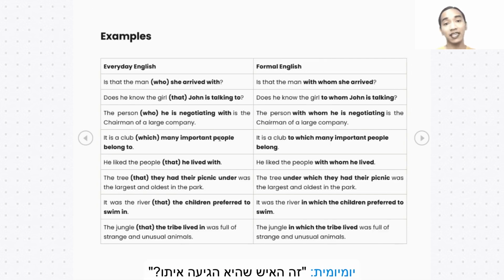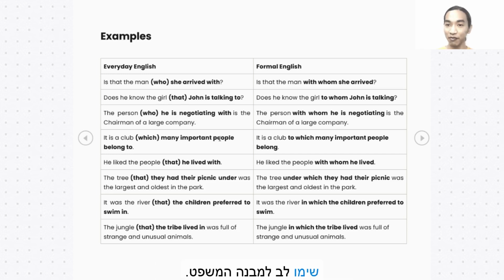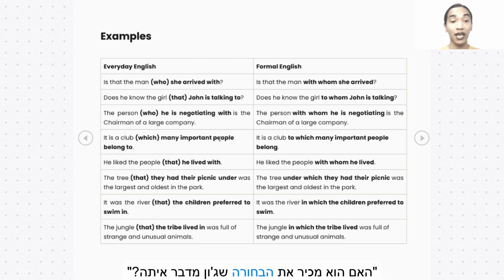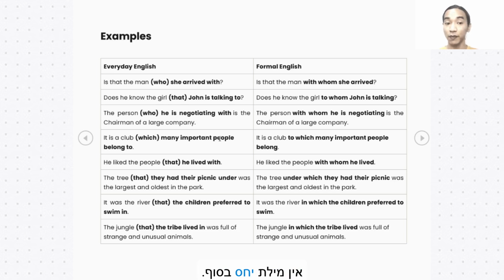So let's see some examples here. Everyday English: Is that the man she arrived with? Is that the man with whom she arrived? Pay attention to the sentence construction. Does he know the girl John is talking to? Does she know the girl to whom John is talking? No preposition at the end. The person who he is negotiating with is the chairman of a large company. The person with whom he is negotiating is the chairman of a large company.